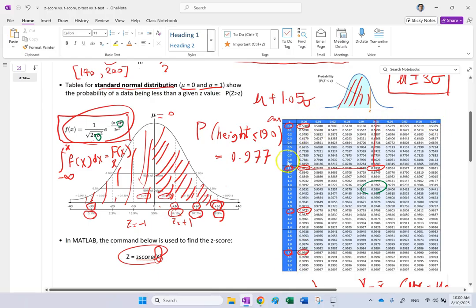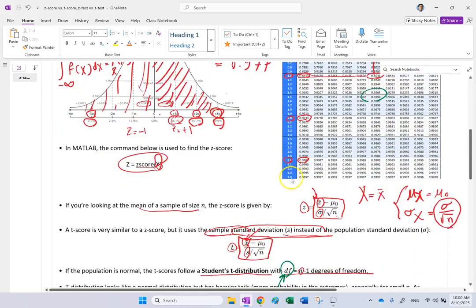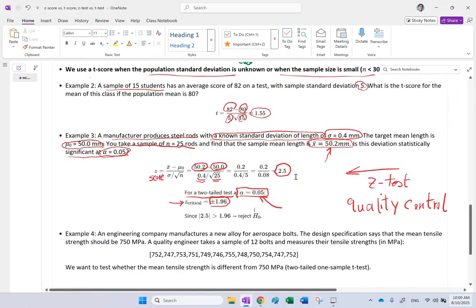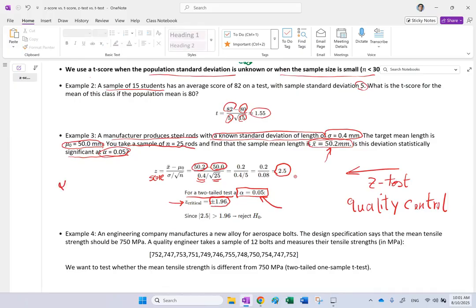No, they are just the second decimals for the z values. So what's the meaning of alpha here in this table? When I say alpha is 0.05, and then I say it's a two-tailed t-test, because it's a two-tailed t-test, I have to use half of alpha. So I should really look at 0.025.